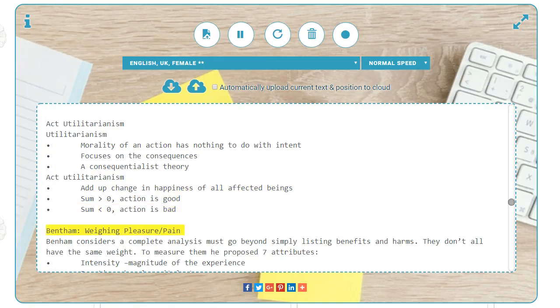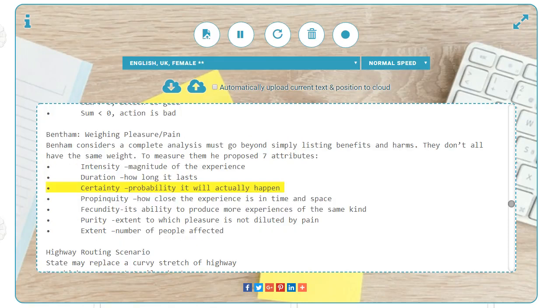Bentham: weighing pleasure and pain. Bentham considers that a complete analysis must go beyond simply listing benefits and harms. They don't all have the same weight. To measure them, he proposed seven attributes. Intensity, the magnitude of the experience. Duration, how long it lasts. Certainty, the probability it will actually happen. Propinquity, how close the experience is in time and space. Fecundity, its ability to produce more experiences of the same kind. Purity, the extent to which pleasure is not diluted by pain. Extent, the number of people affected.